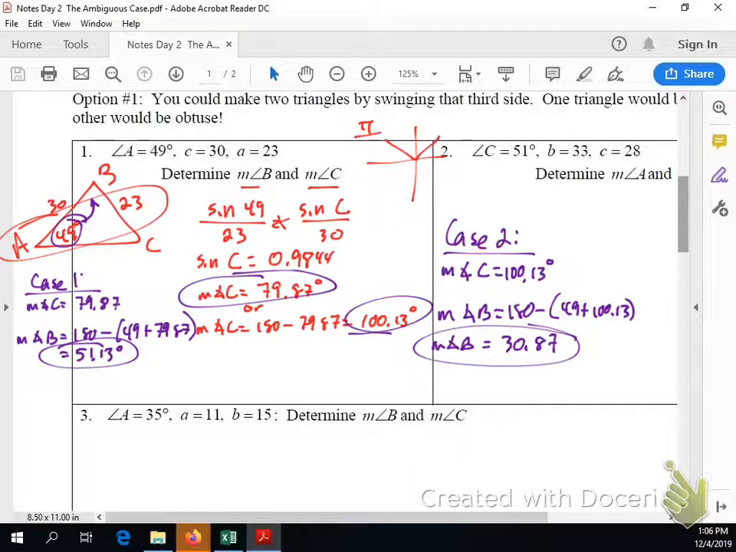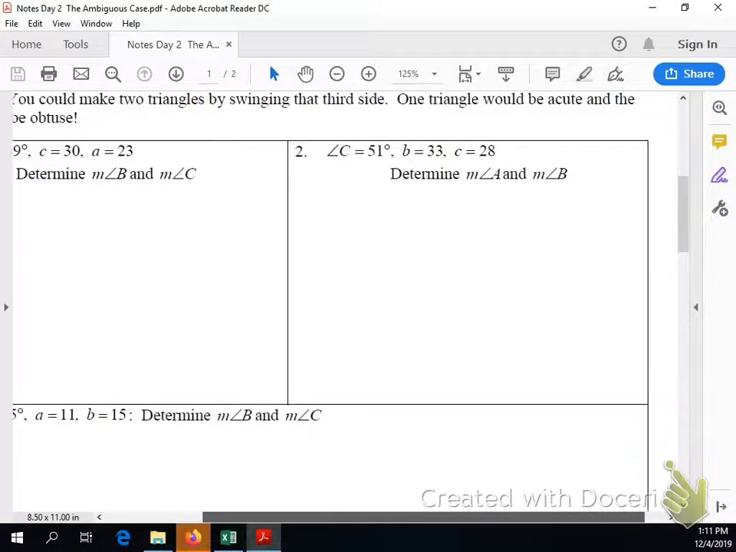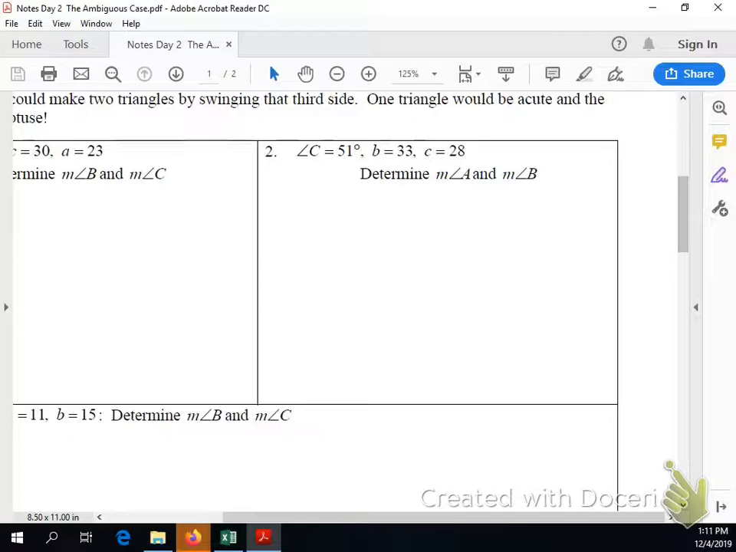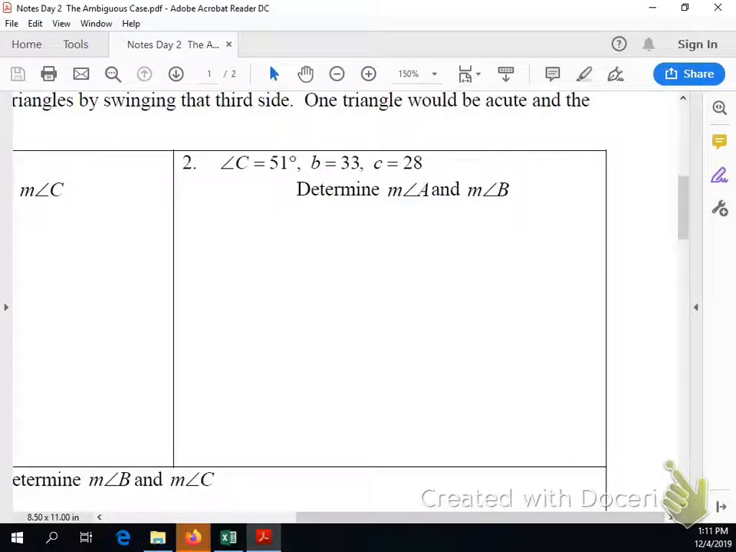We'll walk through it a little bit quicker, so it'll take a little bit less time, hopefully. All right, so again, we've been given some information. So let's draw a triangle where angle C is 51, length B is 33, and length C is 28. And we want to find the measure of angle A and the measure of angle B.